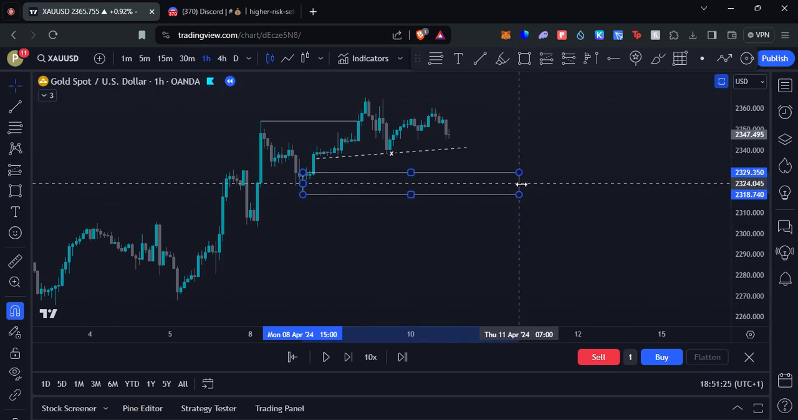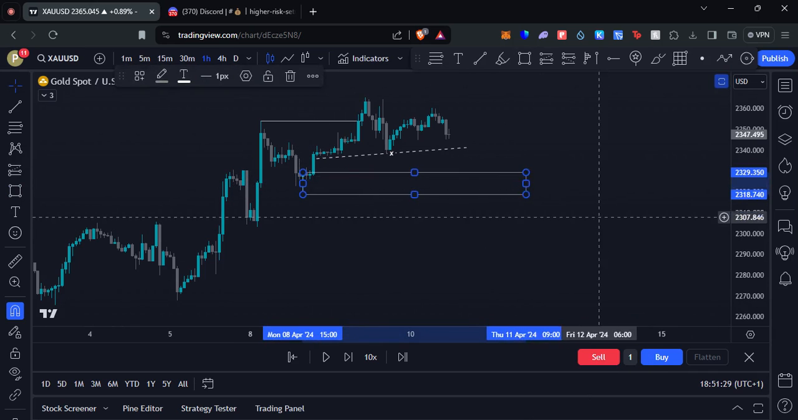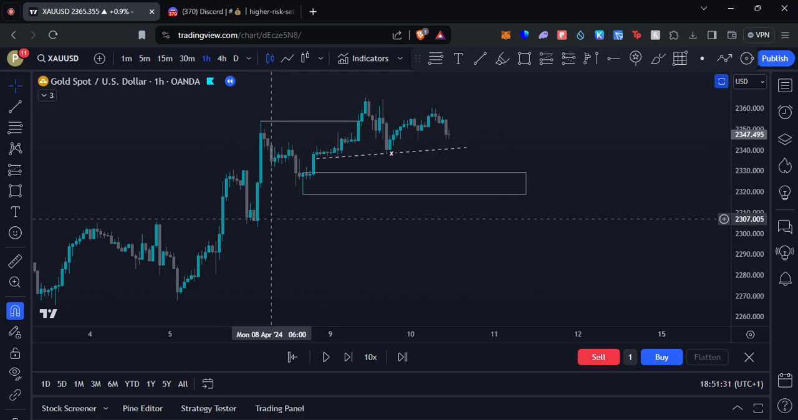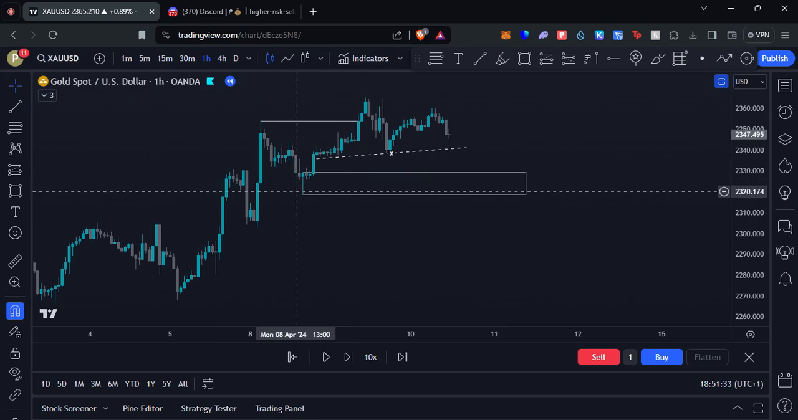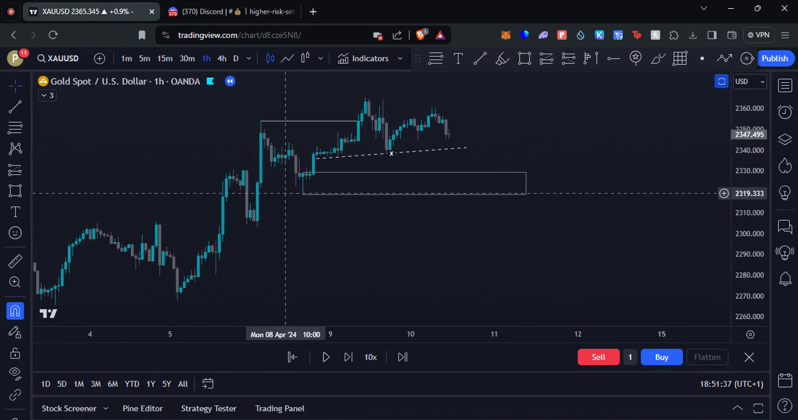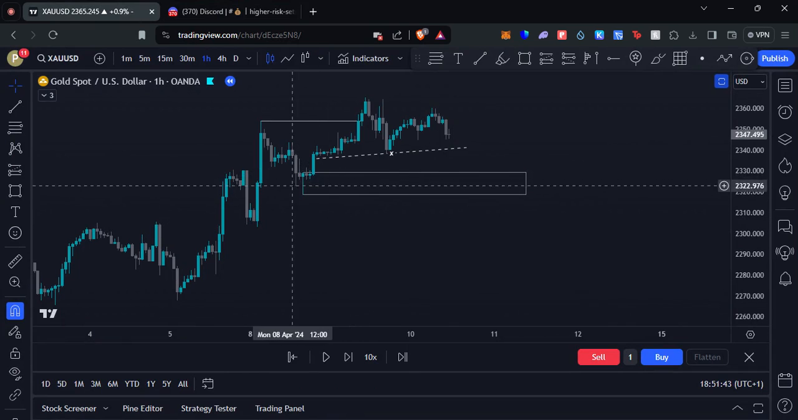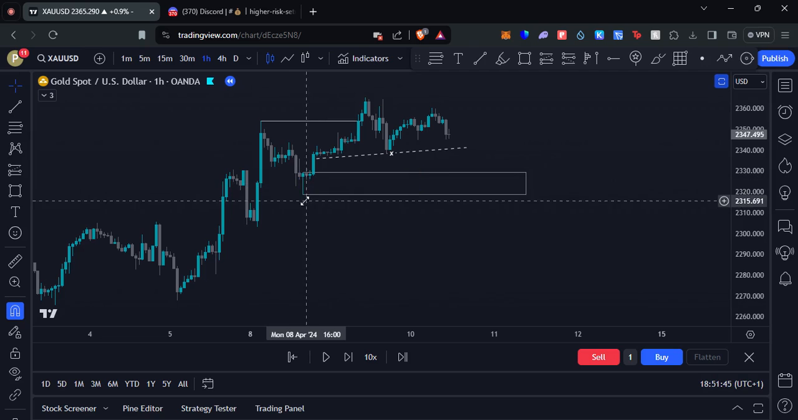Well, as we can see right here, we've got this beautiful order block that we can mark out. The reason why this is an order block is because it meets all three of the criteria that I teach inside of the VIP group that we need in order for this to be a valid order block. So we've identified that price can potentially push down into this zone.